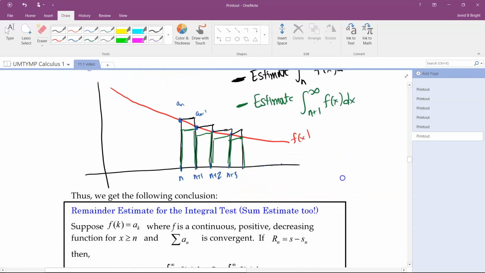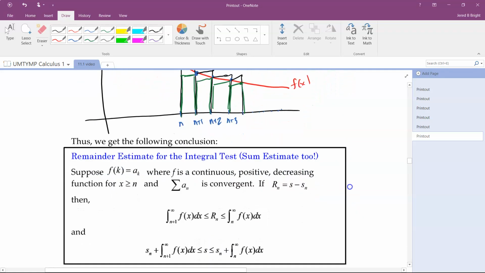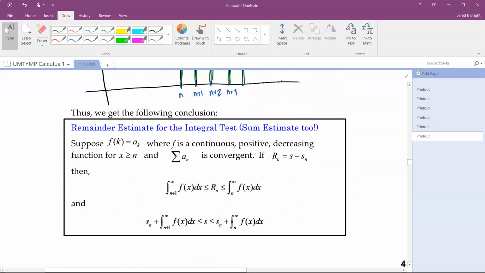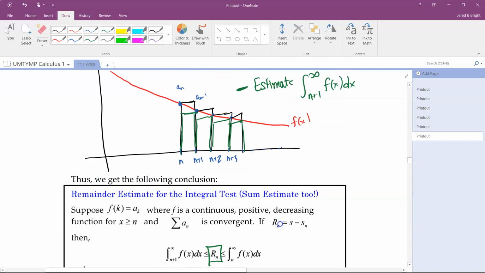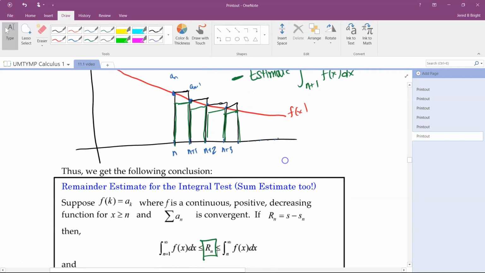Okay, so to summarize all this, we have to have a function satisfying all the conditions of the integral test: positive, continuous, decreasing, and we have to know that it's convergent by the integral test. Then we can estimate the remainder by saying it's sandwiched between these two estimates, which we said previously.